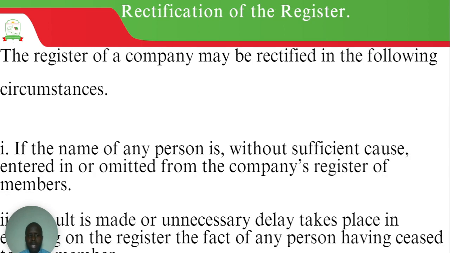And we can also have a situation where somebody has been entered into the register and they are not members. So as we are doing our audit activities of the register, we can strike out the names of people who are no longer or are not members. The other one is where default is made or unnecessary delay takes place in entering on the register the fact that any person has ceased to be a member. Sometimes we can apply for transfer of shares, but the register is not updated. That becomes a problem, and maybe those concerned may forget to do that. So once we realize that, the register can be rectified to update the names of those particular members.